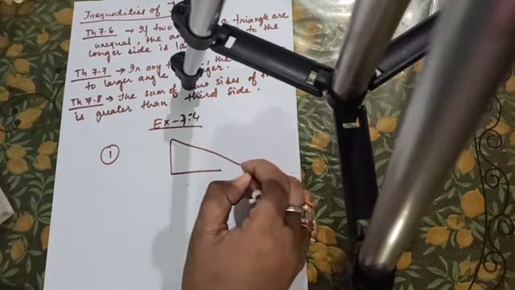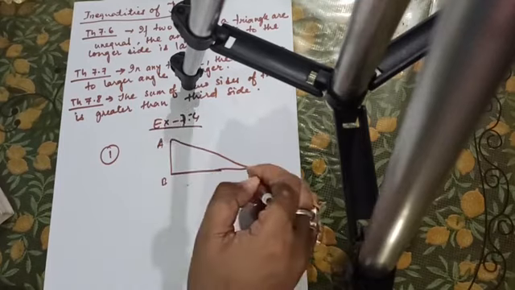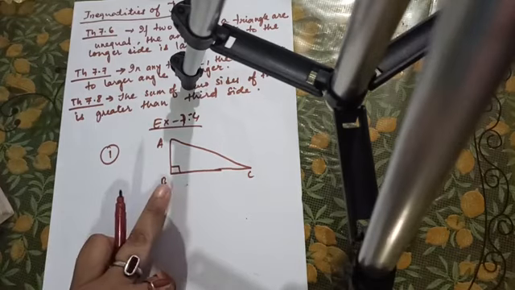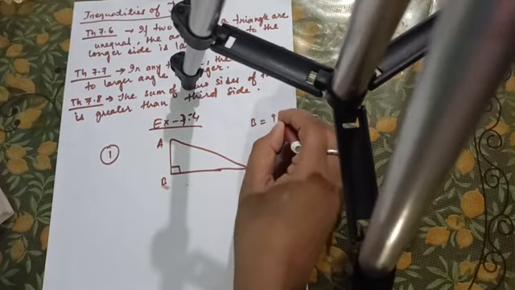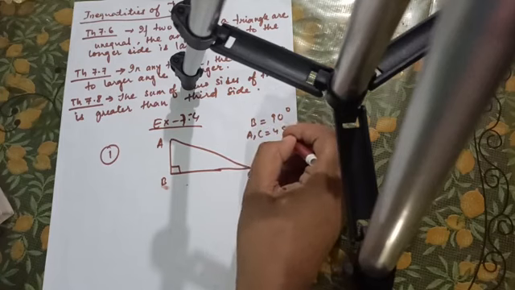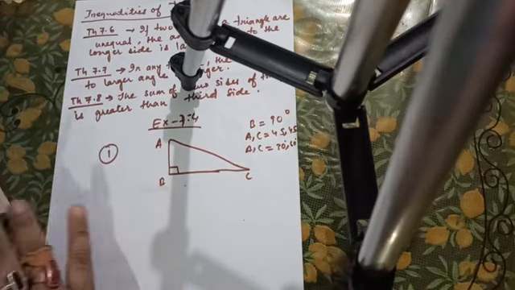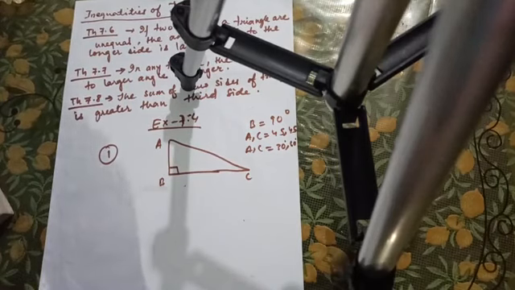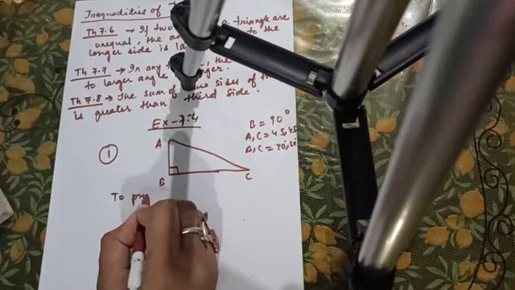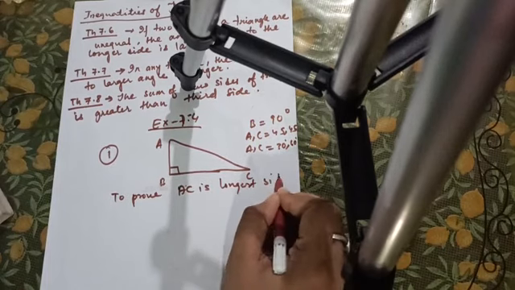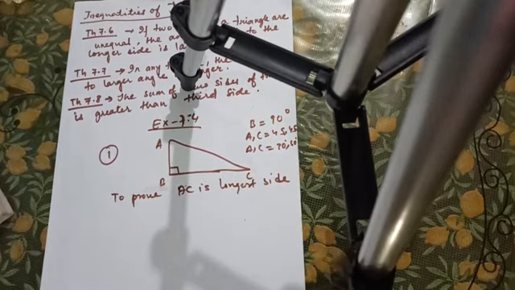Suppose I take a triangle ABC in which angle B is the largest angle. If I write B as 90 degrees, that means A and C can be either 45 and 45, or 30 and 60, because we all know that the sum of the three angles of a triangle is always 180 degrees, isn't it? So now what we need to prove is that AC is the longest side. We must prove this as our longest side.